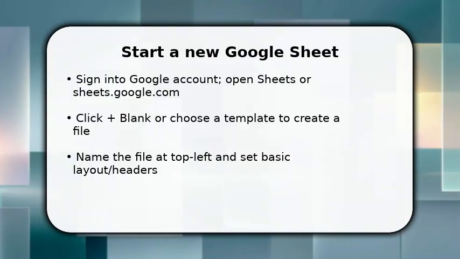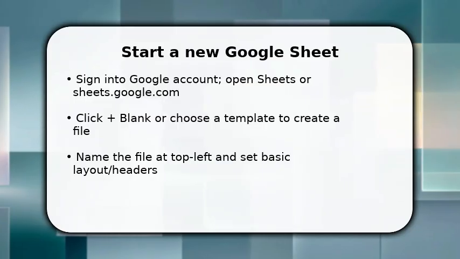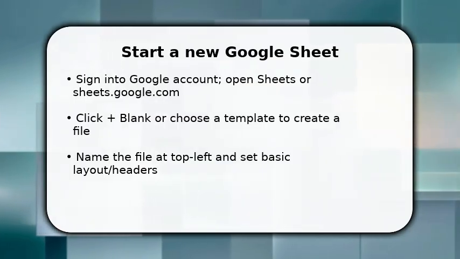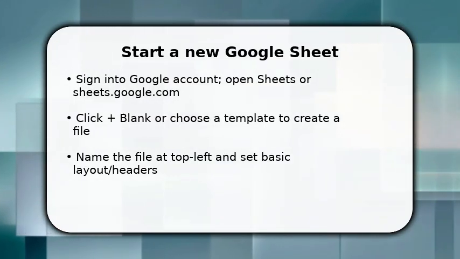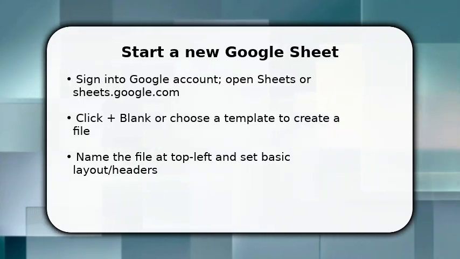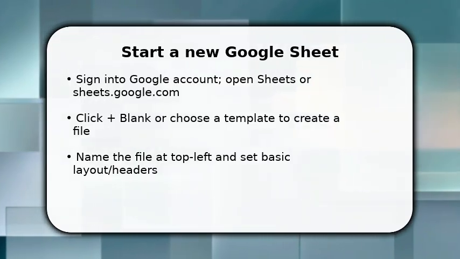You begin by signing into your Google account and opening Google Sheets. Click the plus blank or select a template. This immediately creates a spreadsheet. Name the file in the top left so collaborators see the context.